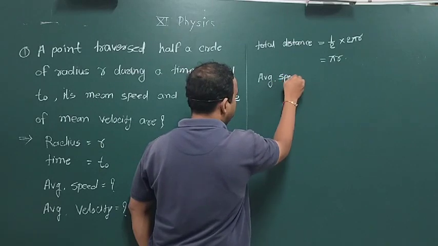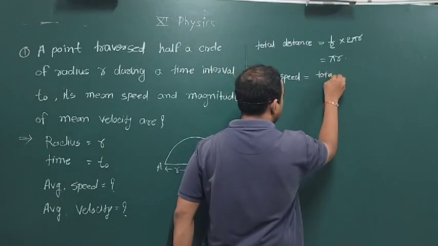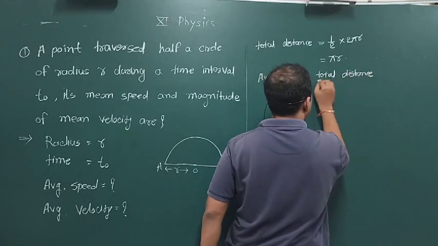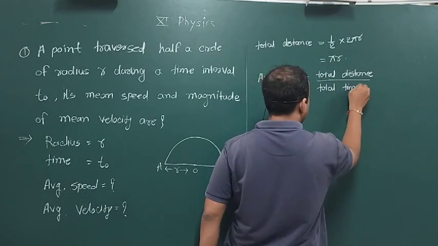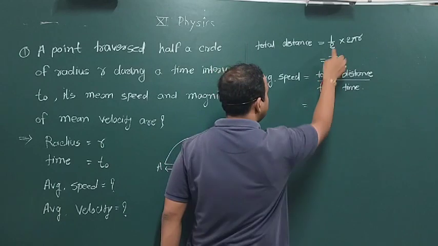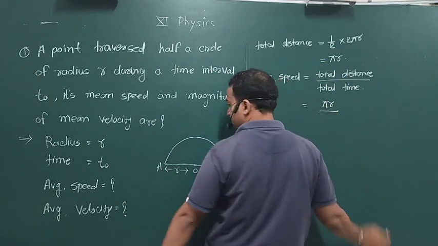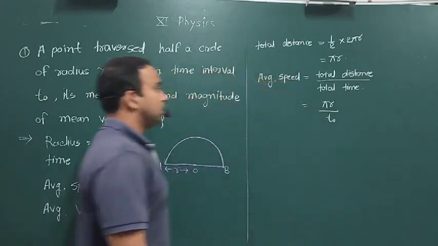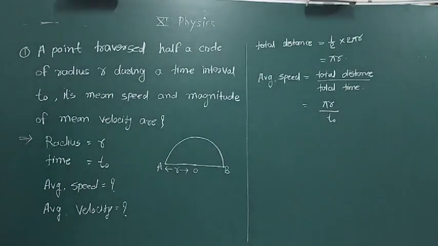Average speed is equal to total distance upon total time. So total distance is given as pi r, divided by the time period. Time period is given as t0. That means the average speed is pi r upon t0.